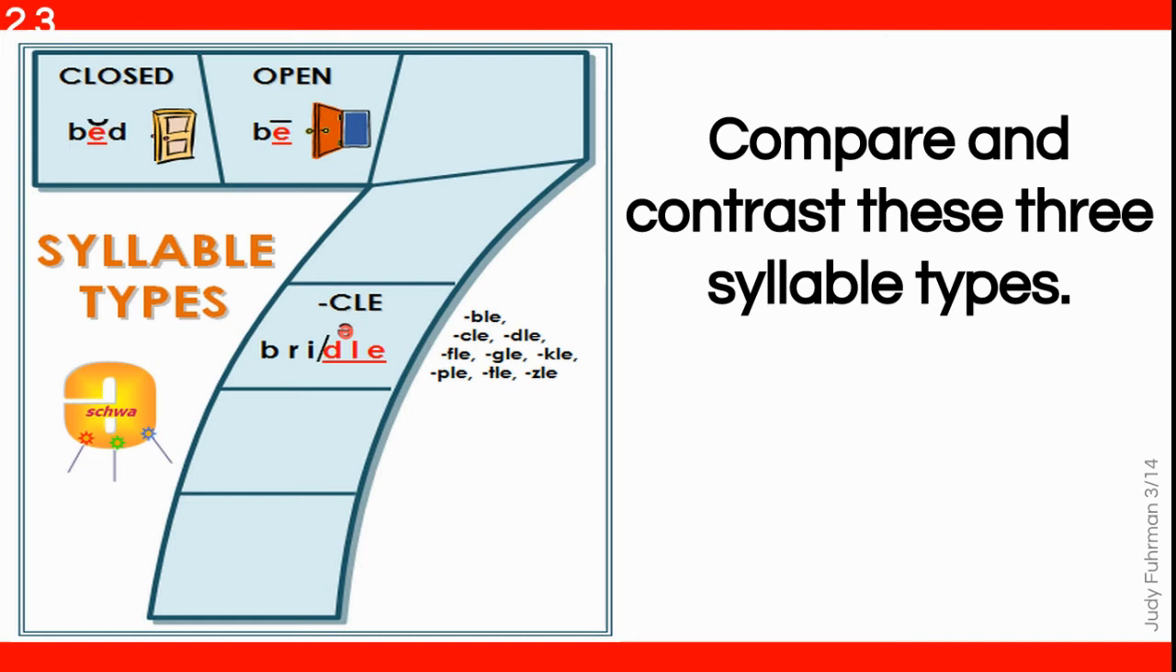The vowel is the last letter in the syllable and it makes a long sound. And the other one, while the open and closed syllables can be found anywhere in a word and are sometimes controlled by the schwa, the ending CLE syllable is always the last syllable in a word and always has a schwa between the consonant and the L, like in the example, brittle.